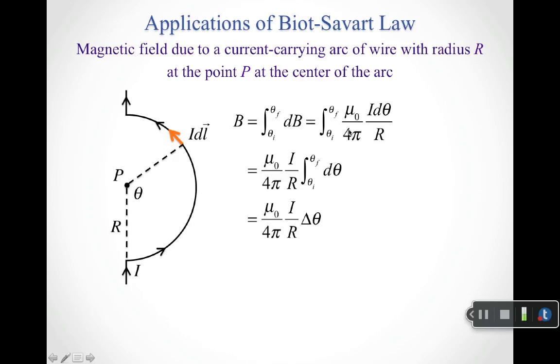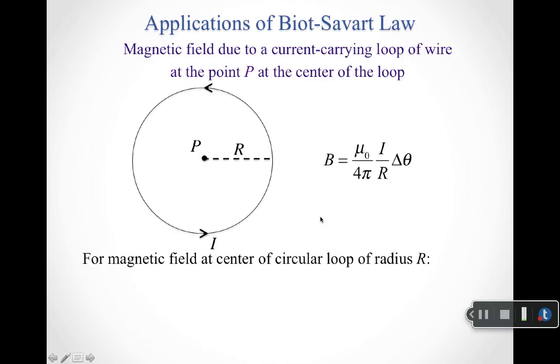When I plug in dB, I get the mu naught over 4 pi, that's just a constant. The I, we're going to treat that as a constant because I'm not letting my current change at this point. R, again, that's just the radius of the circle, that's a constant. So all of this we can just drag out of the integral, and the only thing we're left with is the integral from some initial angular position to some final angular position of d theta. And we know that this is just going to give us delta theta. So here's the expression we get for the magnetic field at point P along any length of arc you want. The only thing you've got to do is come back and plug in whatever the length is.